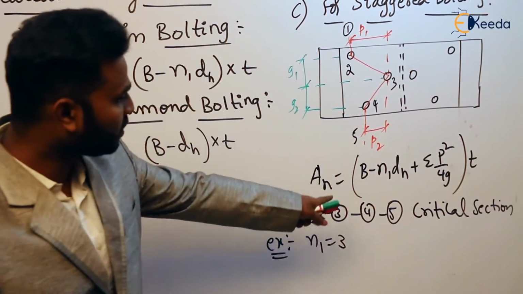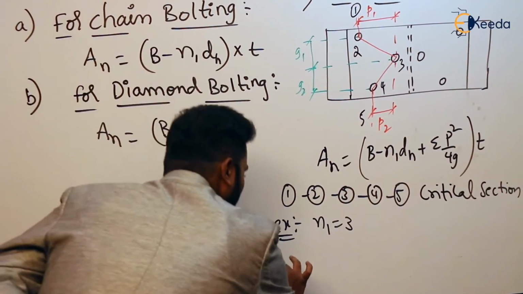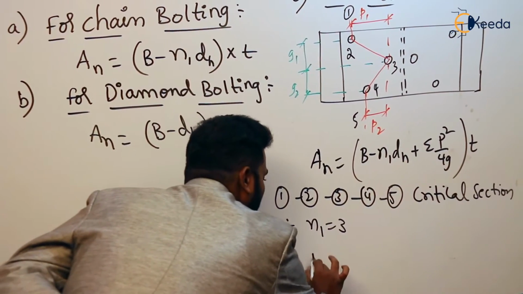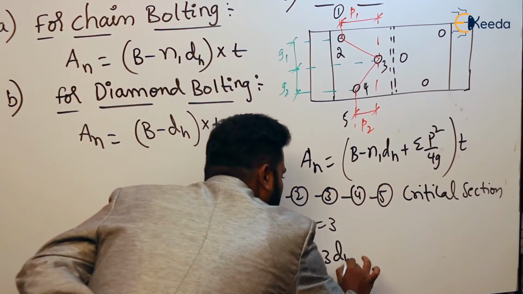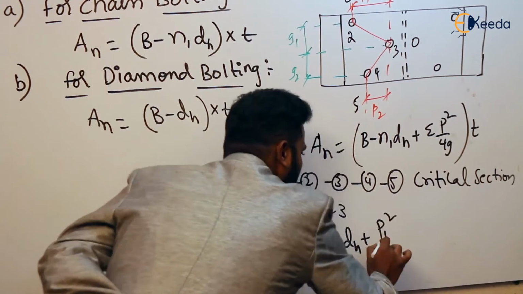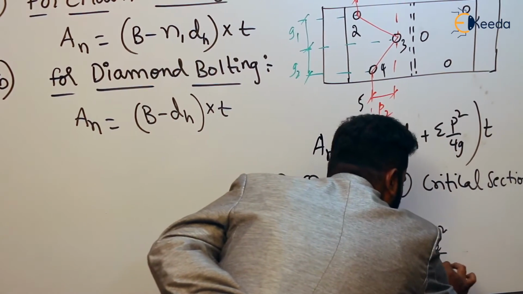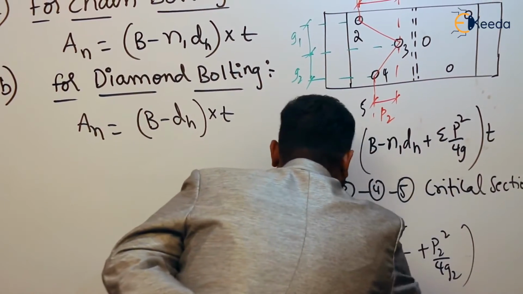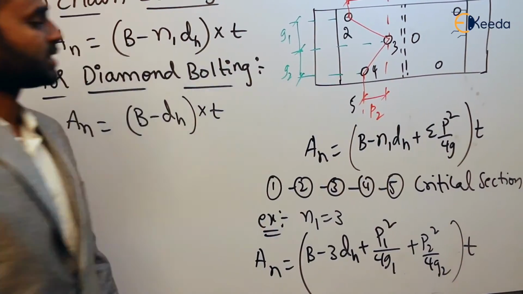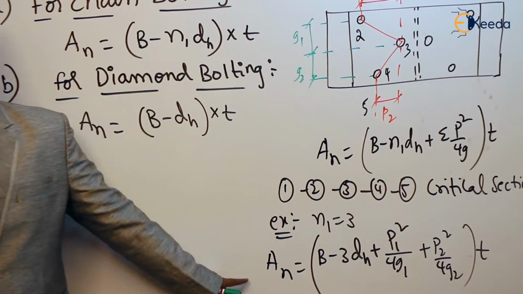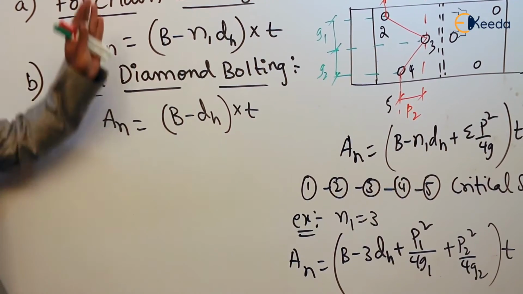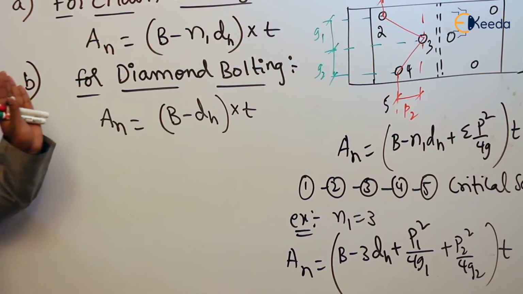So in this example, how do we write this formula? Net area An is equal to B minus 3Dh plus P1 square by 4G1 plus P2 square by 4G2, into T. So this is how to write this formula for staggered bolting, this is how to calculate A net. This is for plates only.